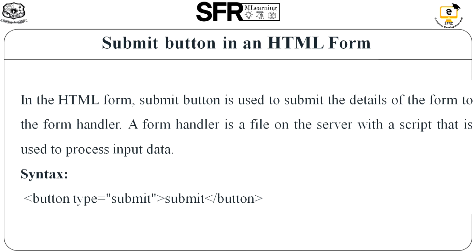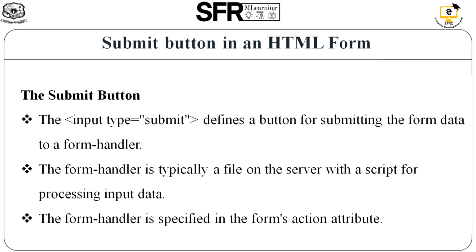In the HTML form, the submit button is used to submit the details of the form to the form handler. A form handler is a file on the server with a script that is used to process the input data. Here is the syntax of the submit button. Button type equal to submit and then close button. The input type equal to submit defines a button for submitting the form data to a form handler. The form handler is typically a file on the server with the script for processing input data. The form handler is specified in the form's action attribute.